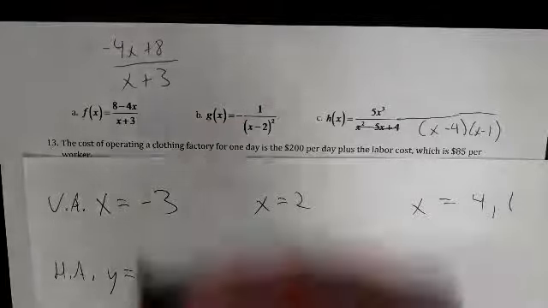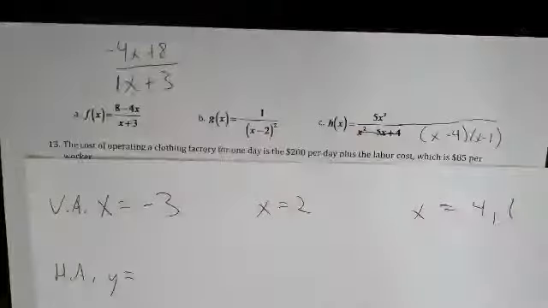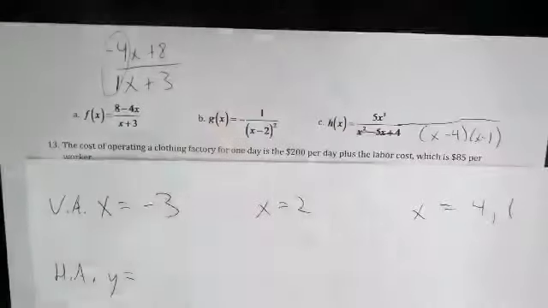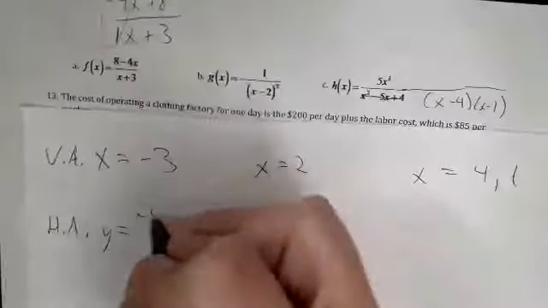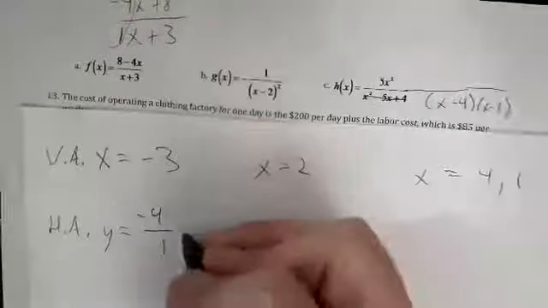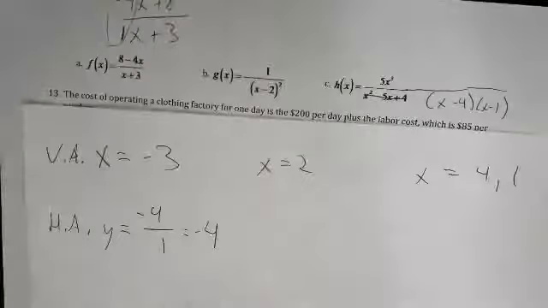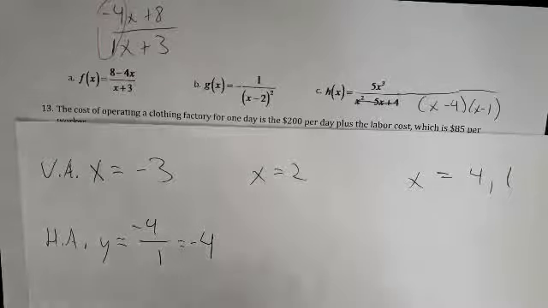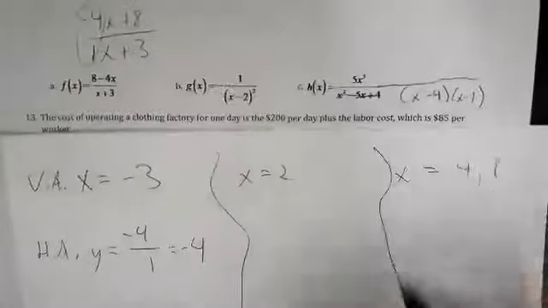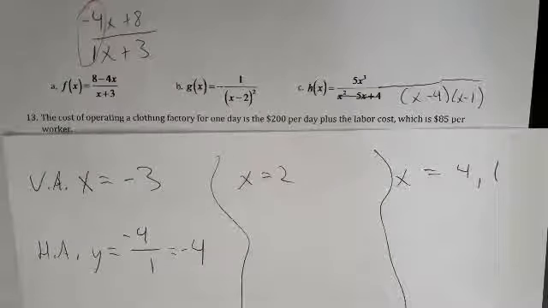Divide them by their coefficients. We've got to look at the coefficients. Here, so y equals minus 4 over 1, minus 4 should be your horizontal asymptote here. So if they are the same power, we are dividing the coefficients.